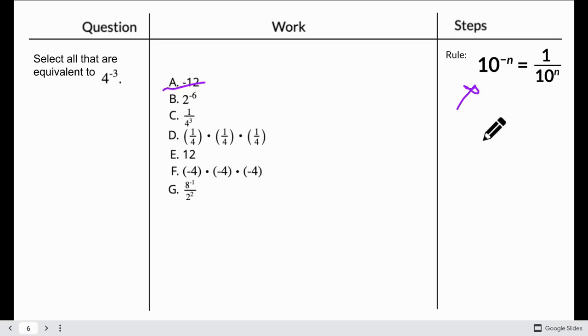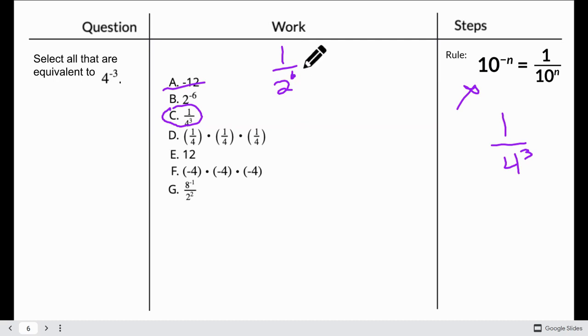If we look at this rule here, though, that tells us that anything to the power of a negative number, we're throwing that exponent to the denominator here, which gives us 1 over 4 to the power of 3. So in this case here, already C looks good here. If we have 2 to the power of negative 6, that's 1 over 2 to the power of 6 here.